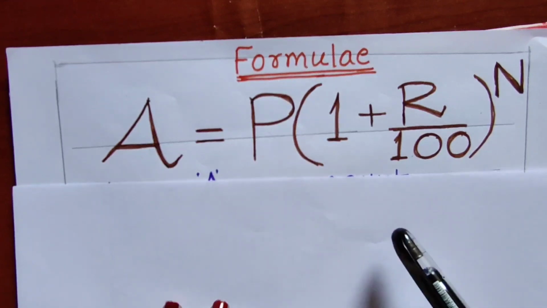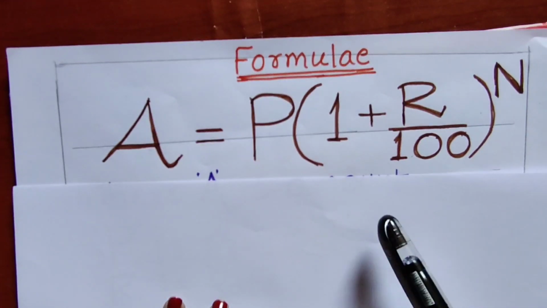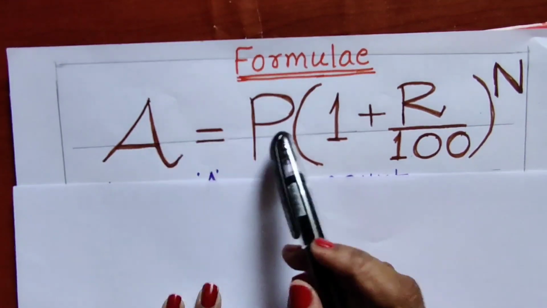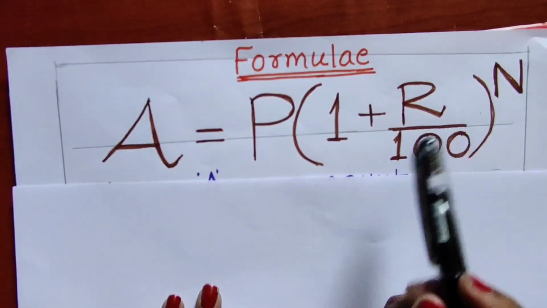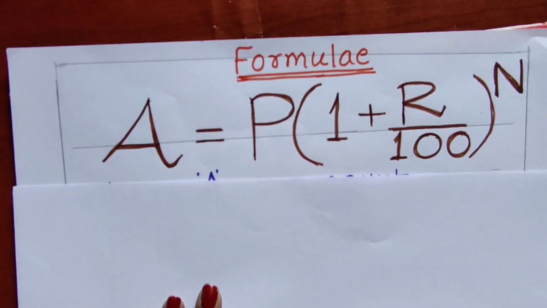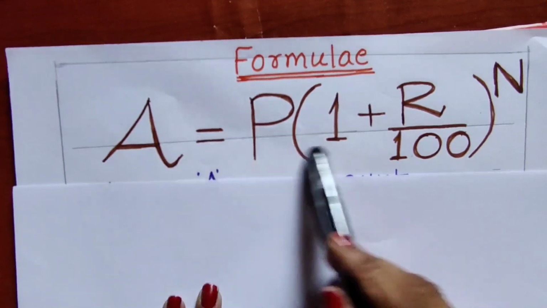Now see children, for solving the questions from practice set 14.2, we will be using this formula only. A is equal to P into bracket 1 plus R upon 100 raised to N. We will not be using the formula of I is equal to A minus P. We have to use only this formula.